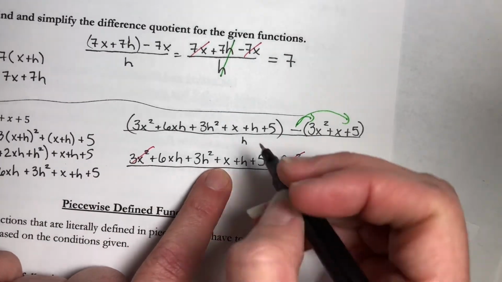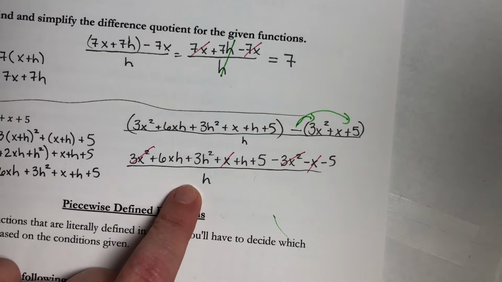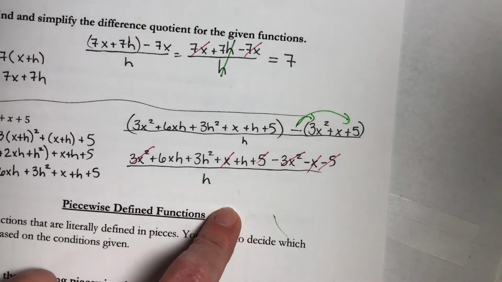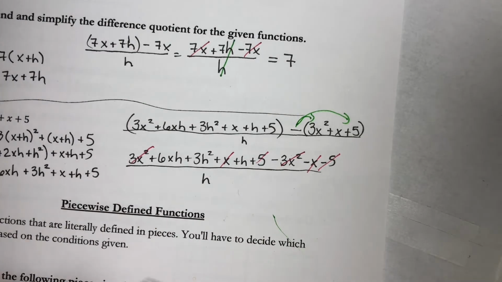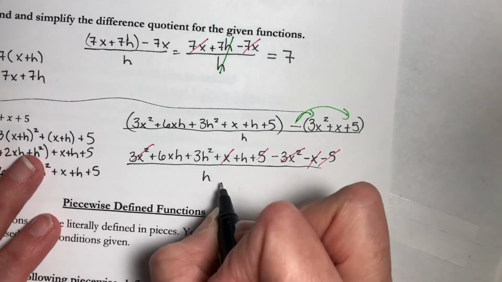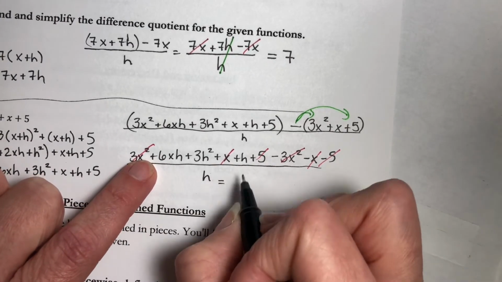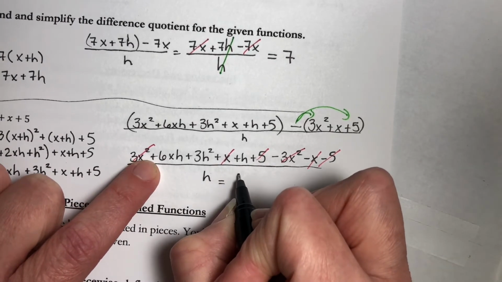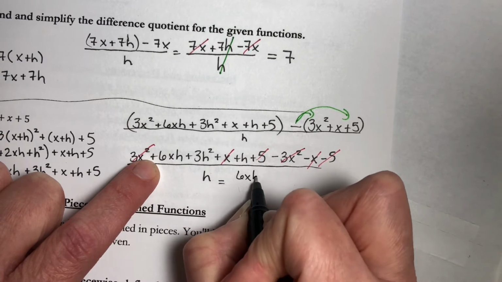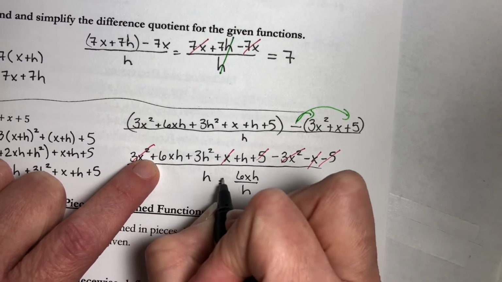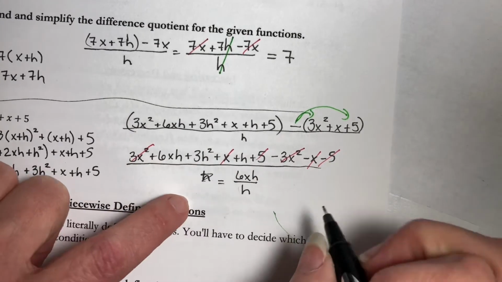X minus x is gone. 5 minus 5 is gone. Now, technically what I do is I now split this up into multiple problems, and so I can simplify them. I have 6xh over h. This whole thing equals this.